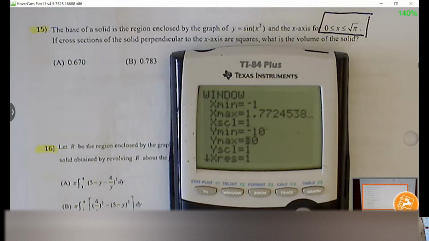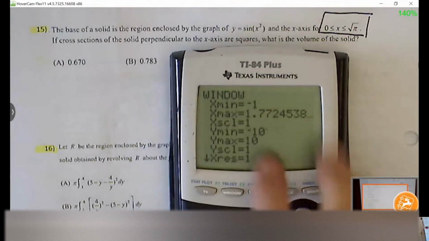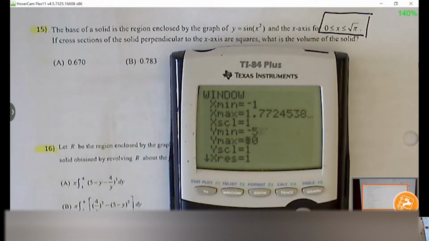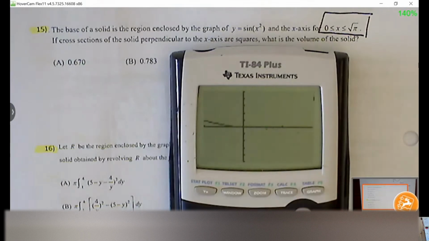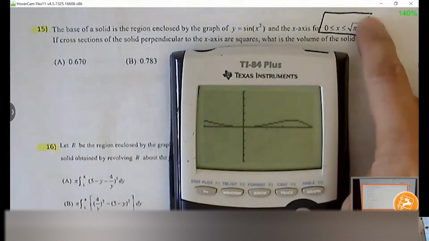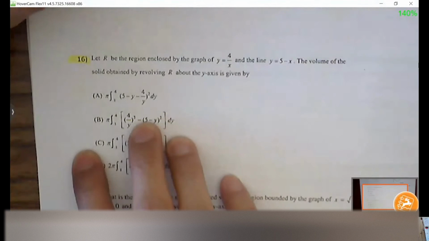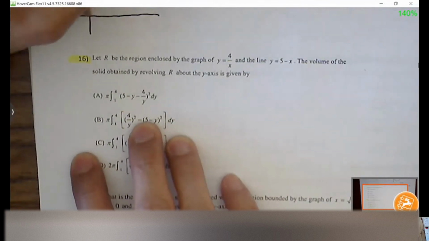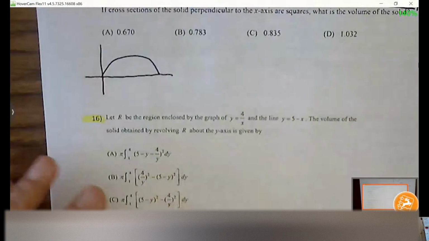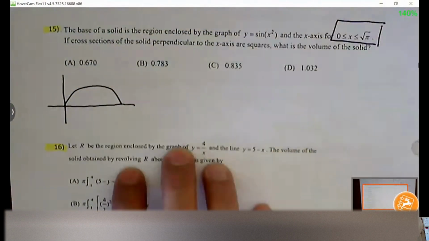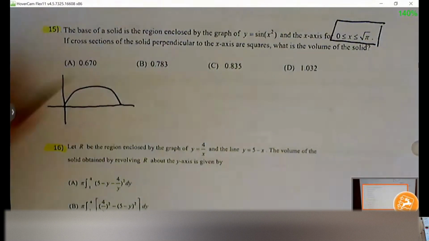I had it from negative 10 to 10, but I already graphed it and it ends up being really hard to see. But I guess not a big deal because we're not going to have to do any type of tracing. If you want to see things a little more clearly, it's a process of trial and error, just trying to get the graph a little easier to look at. Negative 10 to 10 was really tiny, and this is a little better, but we don't have to worry about finding the intersections, right? The bounds are already given to us, so we just have to have an idea as to what the graph looks like. Okay, so there's my shaded region between the graph and the x-axis from 0 to root pi.